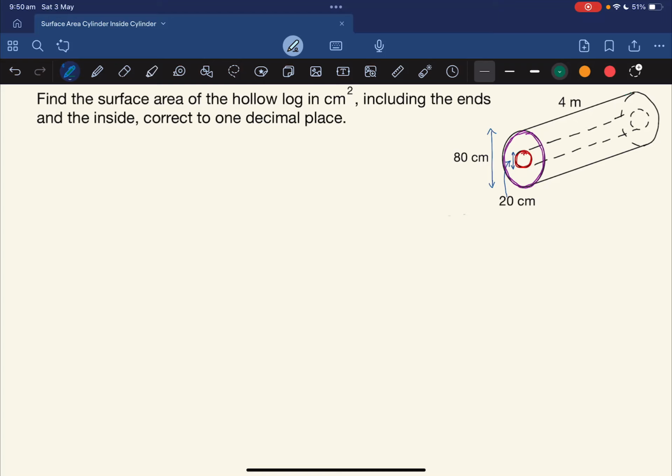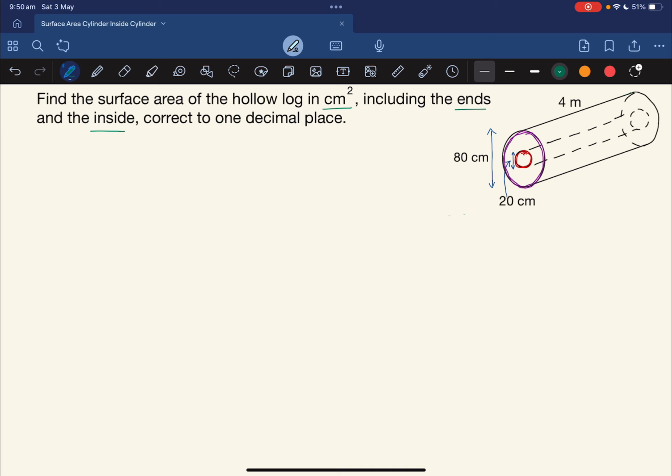Hello, in this video we are going to look at finding the surface area of a cylinder inside of a cylinder. So a lot of students freak out when they see this question, but it is all right. So it says find the surface area of the hollow log in centimeters squared, including the ends and the inside, correct to 1 decimal place.